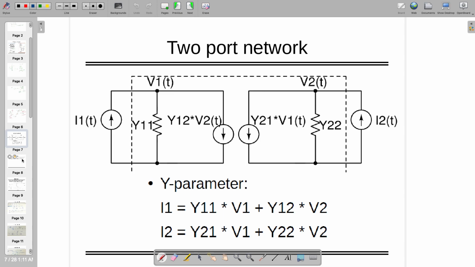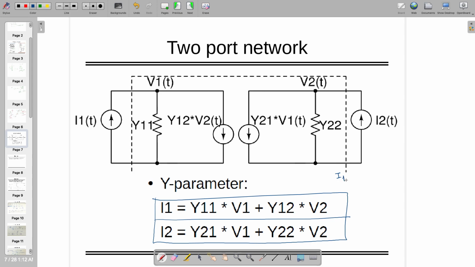So let's revisit what we have done in Y parameter. Y parameter has two equations where I1 and I2 are dependent variables, and V1 and V2 are independent variables, right? And they are connected with each other by the y parameters, which are y11, y12, y21, and y22.